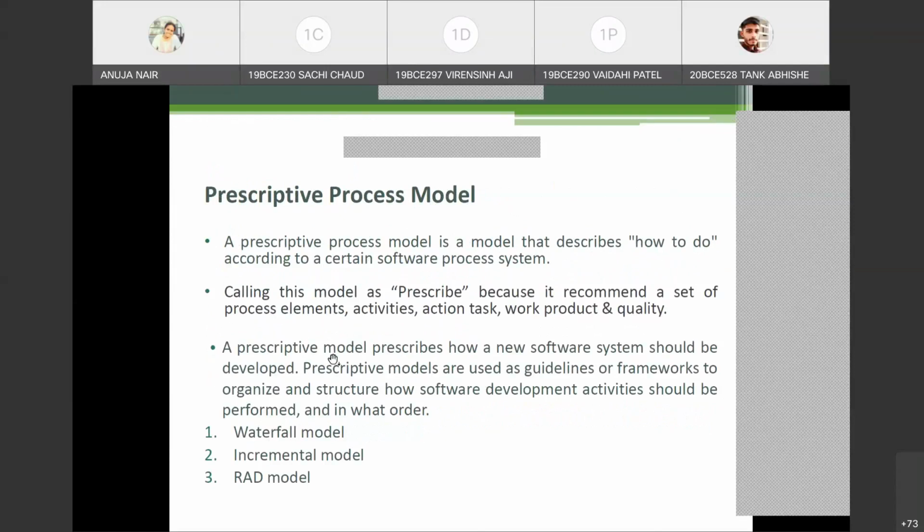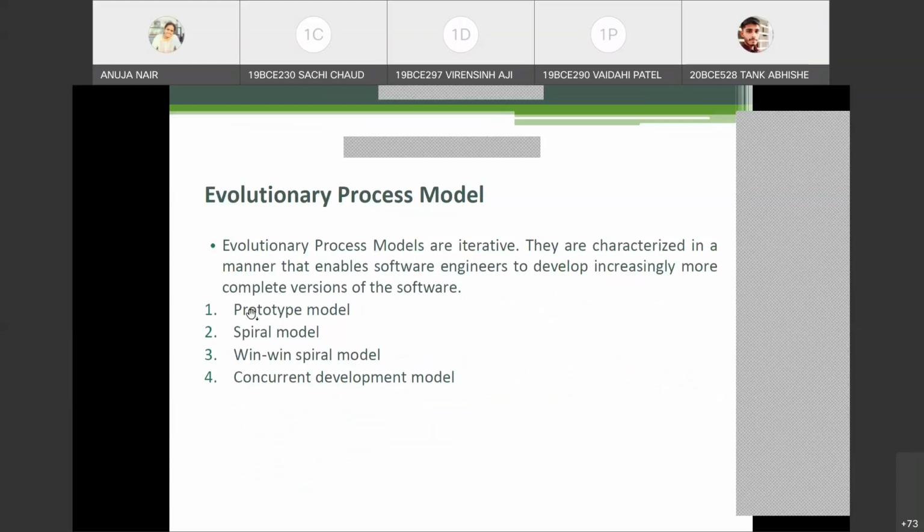Basically all the prescriptive process models, these three types, waterfall model, incremental model, RAD model, fall under prescriptive process model. And then the other ones, which are prototype model, spiral model, win-win spiral model, and concurrent development is left out. I'm not going to teach it right now. I will teach it because it actually is another type of approach, but the name is given as model. I'll teach that. But these four are part of evolutionary process model.